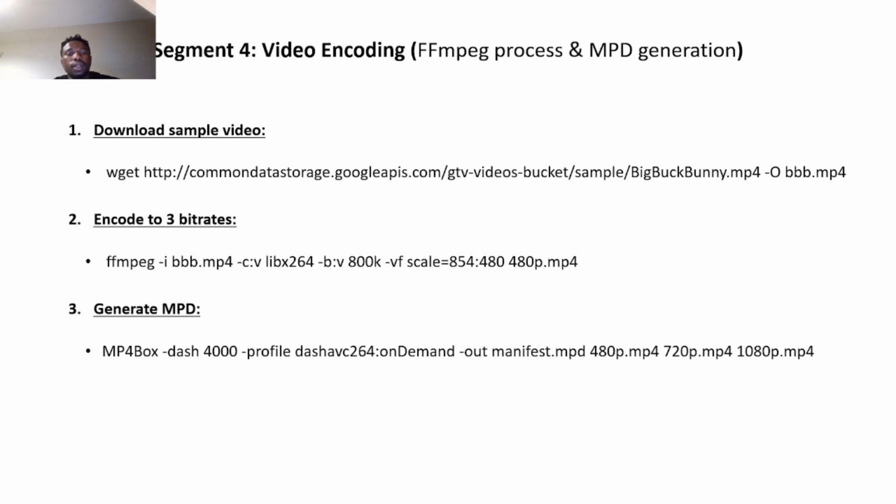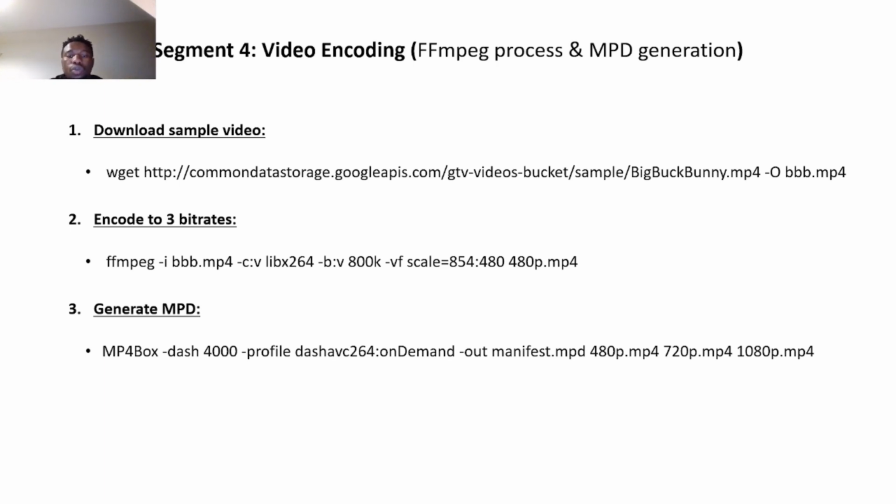So now let's look at how we prepare our video content for adaptive streaming. We started with a common test video, Big Buck Bunny, as we used this sample, which we downloaded directly to our server. For our streaming test, we needed multiple quality versions of the same video. Using FFmpeg, we created three different encodings at varied bit rates.